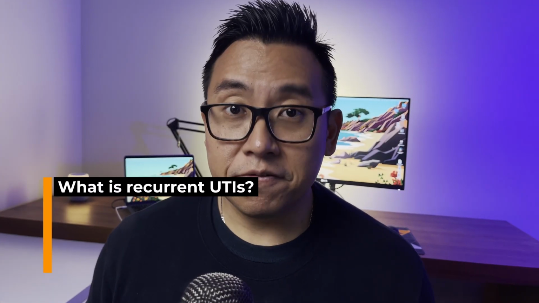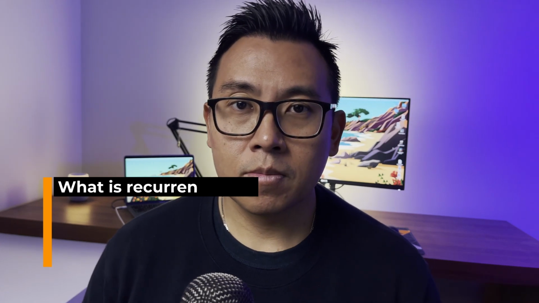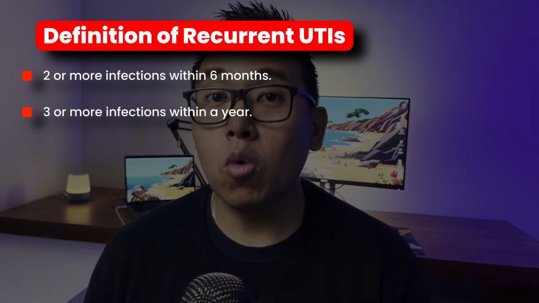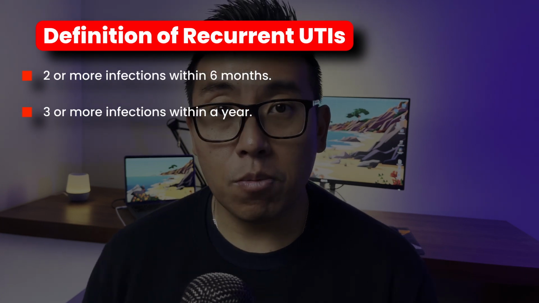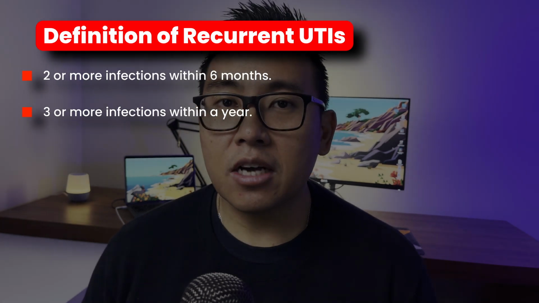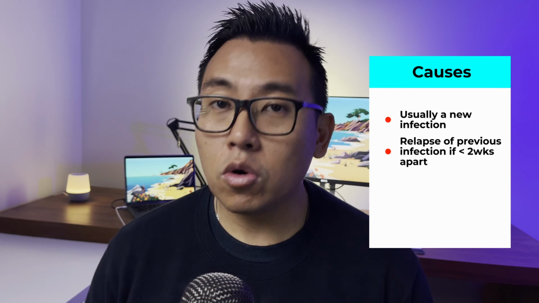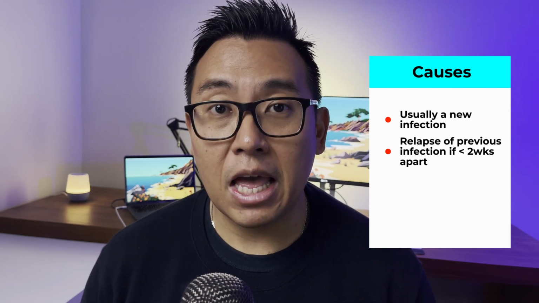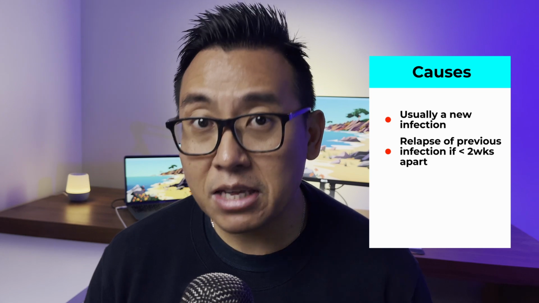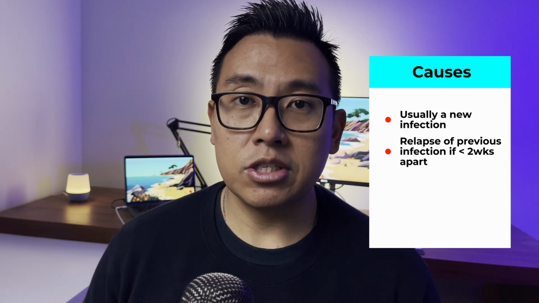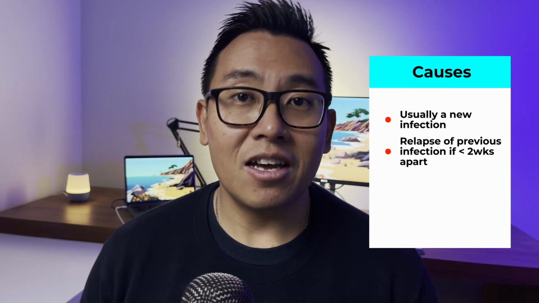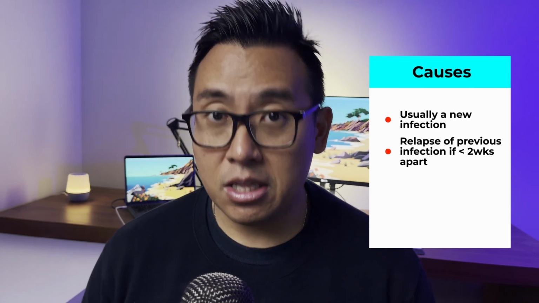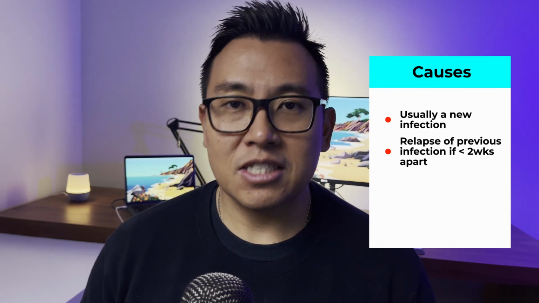Alright, let's start off by defining what recurring UTIs are. It's when someone gets 2 or more infections within 6 months, or 3 or more within a year. Now, UTIs are super common in older adults and can be a little bit tricky to handle sometimes. Typically, recurring UTIs are caused by new infections rather than a relapse of the previous infection that was treated with antibiotics. However, if a recurrence happens within a short time frame, likely less than 2 weeks after finishing the antibiotic course, it's more likely to be the same strain as the previous infection.